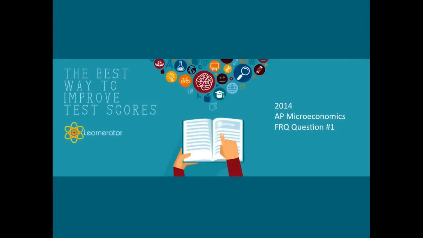I'm going to walk you through the 2014 AP Microeconomics free response question. Question number one is always the one that requires more of the time allocation for the free response section of AP Microeconomics. In fact, in this instance, the total point value of this question is 10 points, whereas questions 2 and 3 are only 6 points respectively.